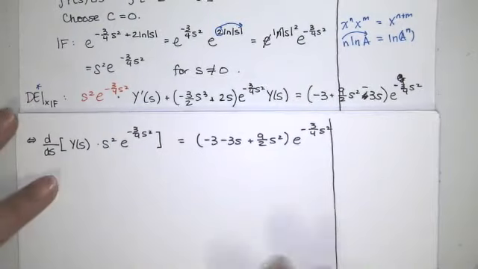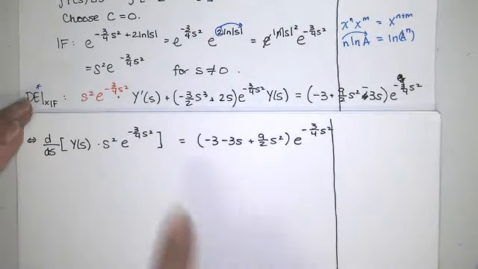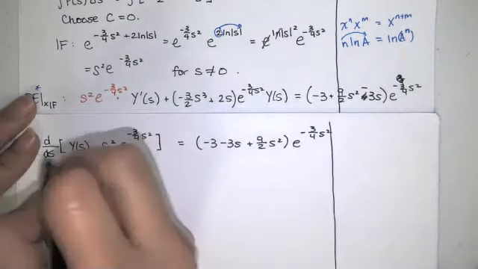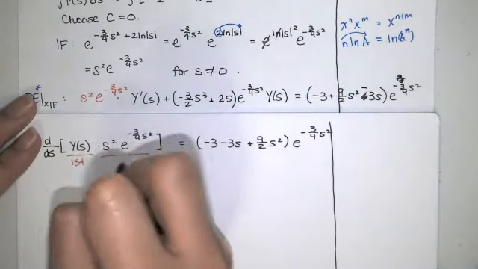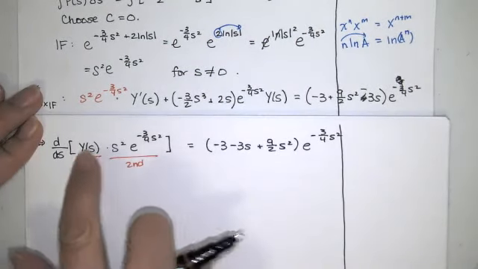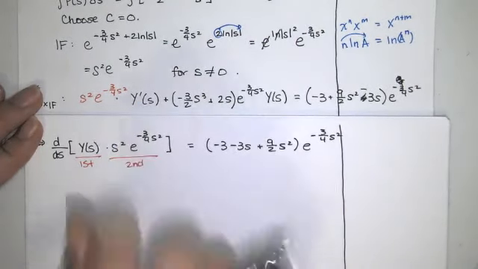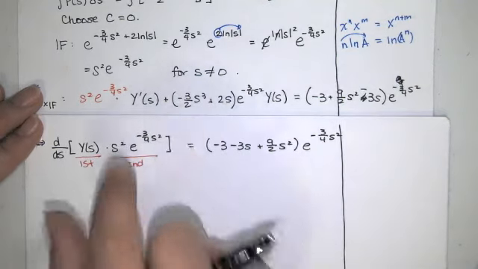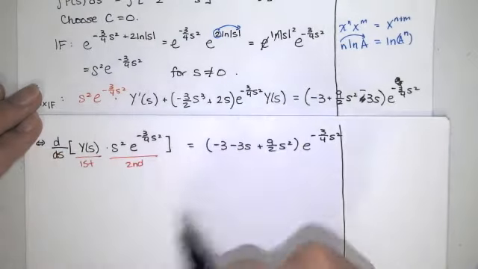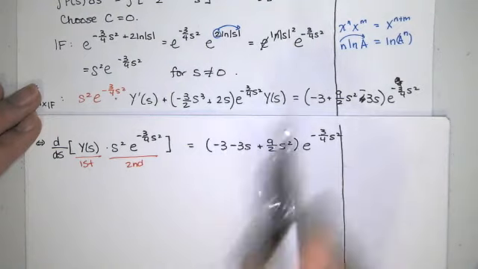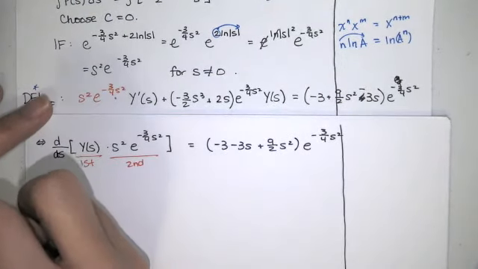Okay, now the claim is that these are equivalent because the left-hand side is the derivative of this product, where here's my first function and here's my second function. According to the product rule, I should have derivative of the first times the second, which is what I have here, plus derivative of the second times the first. The way we can check and make sure this is actually equal to this is just check that the derivative of this is actually equal to this. So let's check.